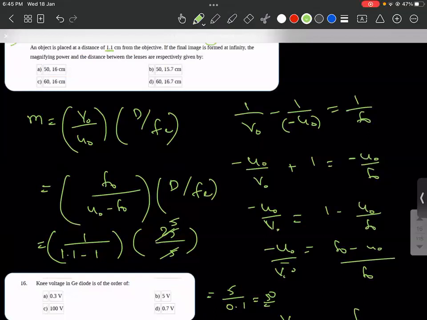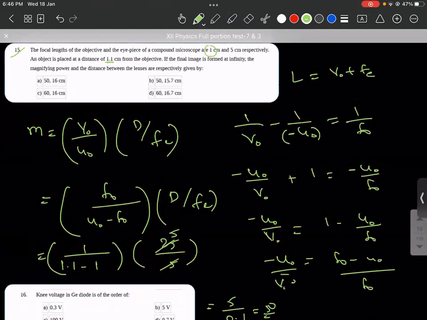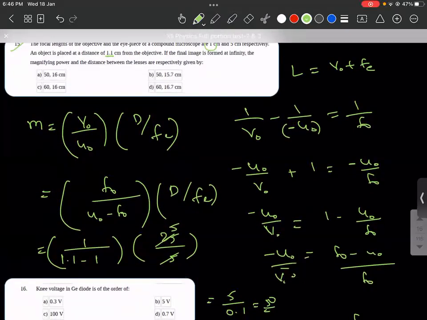Okay, so how to find the distance between the lengths? L is equal to V naught plus Fe. So what is the value of V naught? Can you calculate V naught and tell me? Can you calculate V naught from here and tell me? One minute time. Do it fast and tell me.